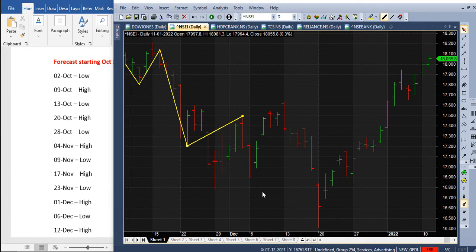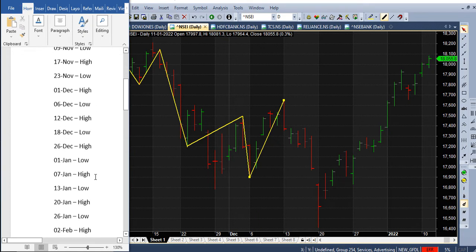Let's move on. Then 6th of December is the low. We have a low here on 6th. Then 12th of December is high. We have a high here on 13th. Look, again, it is taking support and resistance on this line. Let me scroll down.